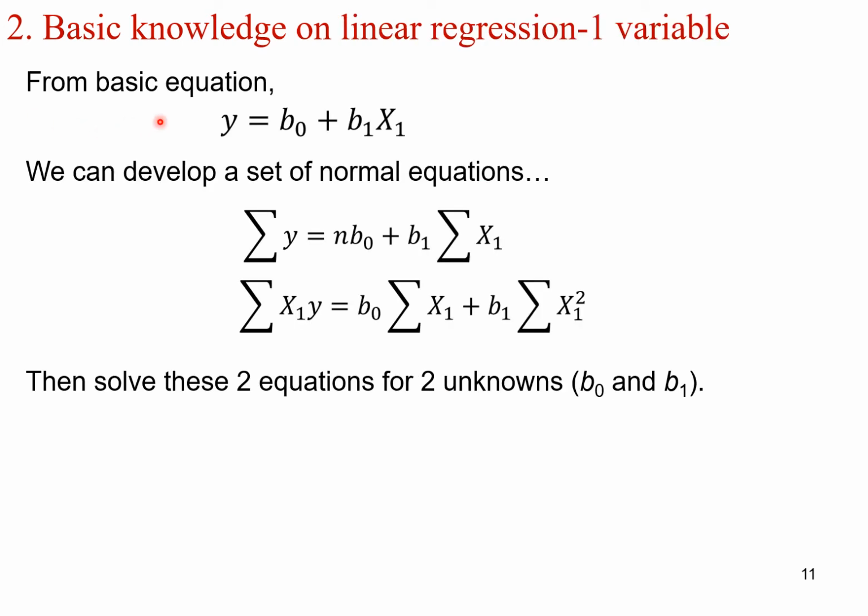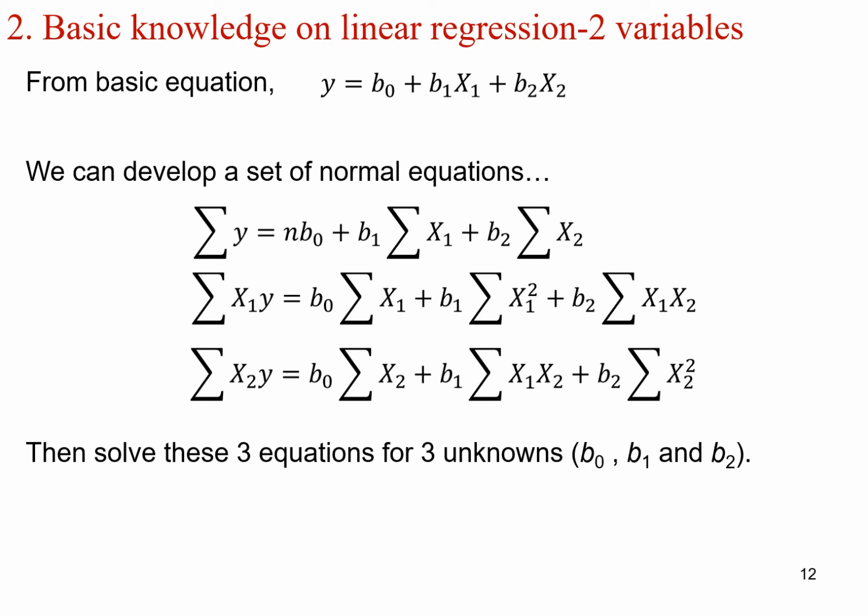Now let us turn our attention to how we find coefficients b in the linear equation. For the simple case of 1 variable, we have y equals b sub 0 plus b1 x1. If we have n data points, we can add all n equations into this second equation. And if we multiply the first equation by x1 and sum the n equations, we will have this third equation. With two equations, we can solve for two unknowns, b sub 0 and b1.